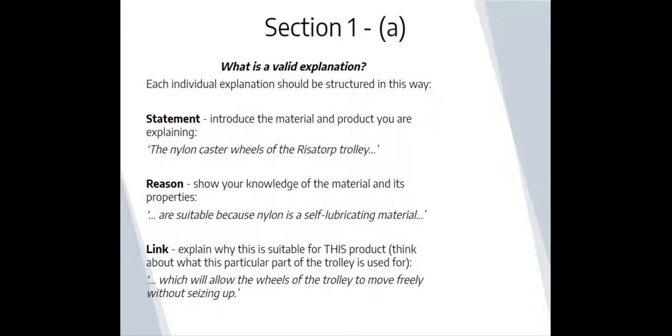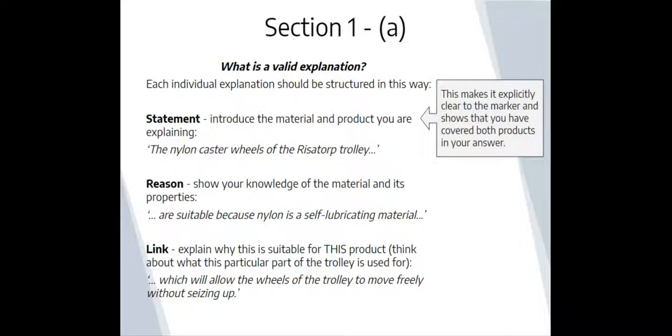So what is a valid explanation? Each individual explanation should be structured like this. The statement first, introduce the material and product you're explaining. Why should you do this? It makes it explicitly clear to the marker and shows that you've covered both the products in your answer. If you can say, I'm talking about this part and this product.